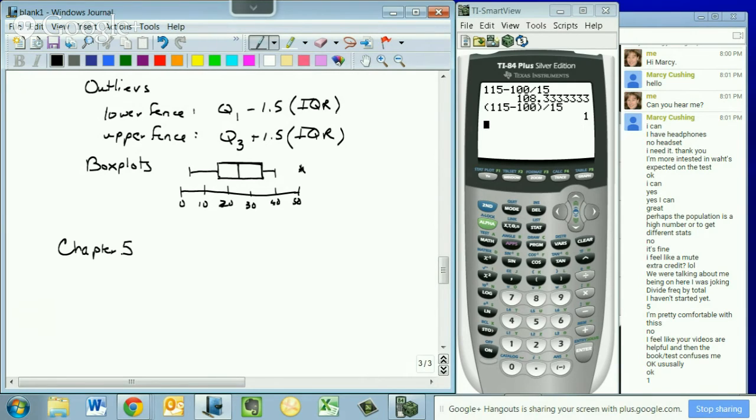And chapter 5 was probability. We looked at 3 different approaches to probability. We looked at the classical approach. The classical approach you would use if you have equally likely outcomes that can be listed in a sample space. So if you are rolling a die, for example, and you have 6 equally likely outcomes, which can be listed in a sample space.